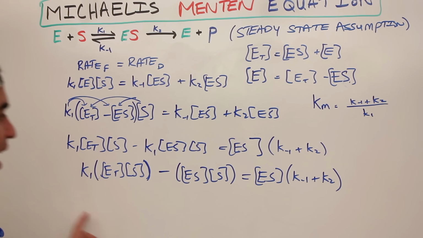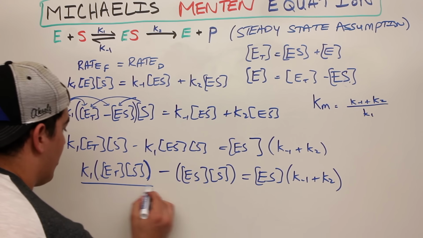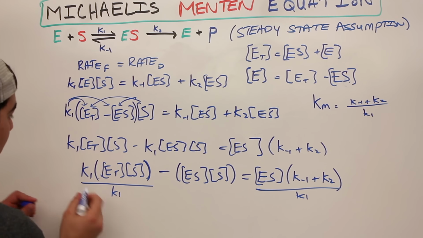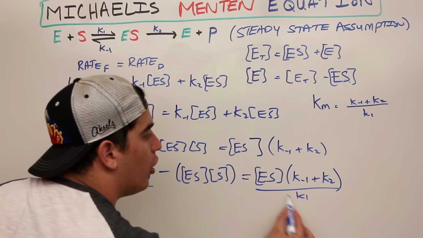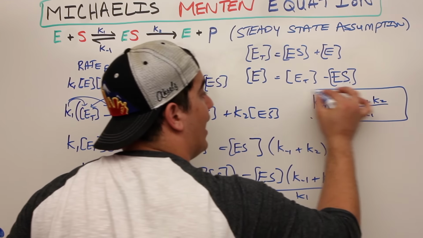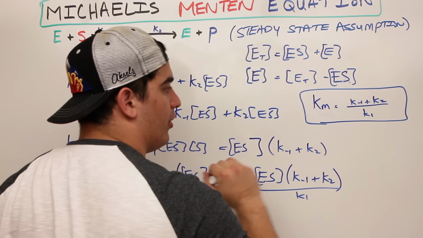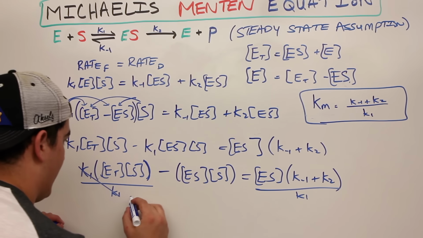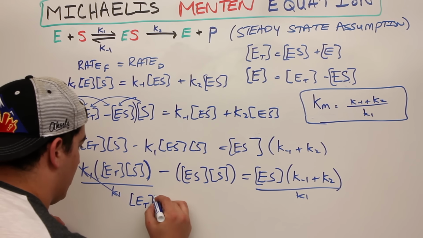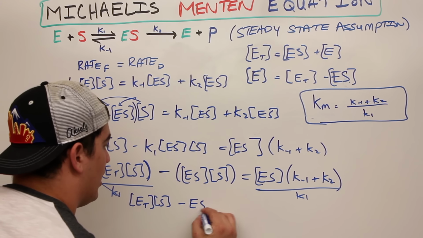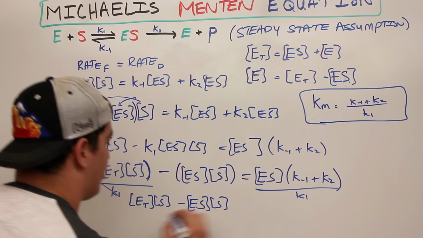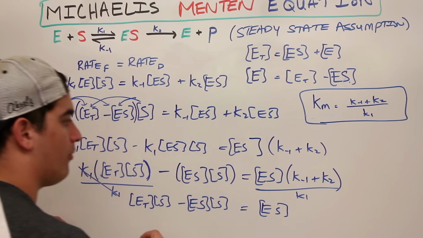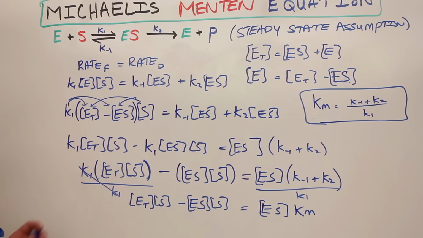Now I can go ahead and divide by this K1. So let me do that. Let me divide my K1 over. So I'm going to divide by K1, and then what do we get? Well, this cancels this out, and this whole term here turns into Km, right? Because that's what Km equals. The Michaelis constant is K-1 plus K2 over K1. So now let me simplify this. I'm going to have enzyme total times substrate minus enzyme substrate times substrate. Then what am I going to do? Make it equal to enzyme substrate, and all of this is Km.